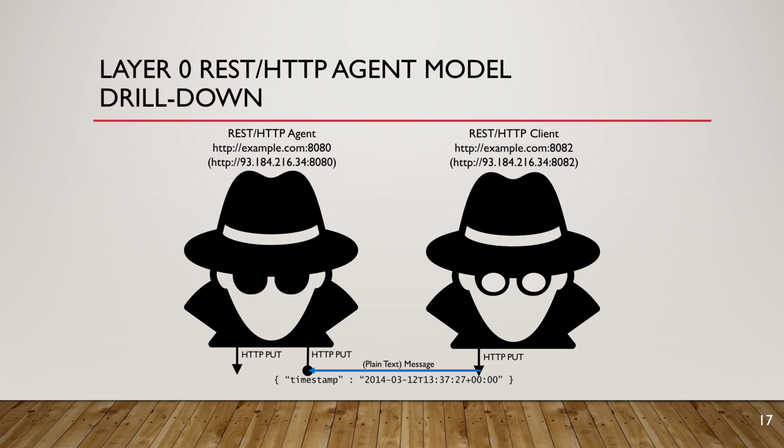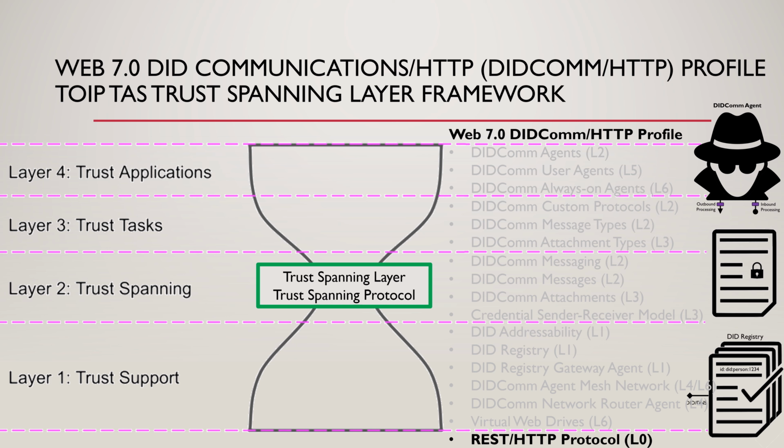So here in the REST over HTTP agent model, we're just talking about a sender on the right, either an agent or a client, wanting to send just a plain text message to the agent, the receiving agent on the left. So very simple, minimum requirements. And of course, if we look at the framework, we can see that we just require REST over HTTP protocol support at the bottom, one of the foundational layers, one of the foundational elements of layer 1.